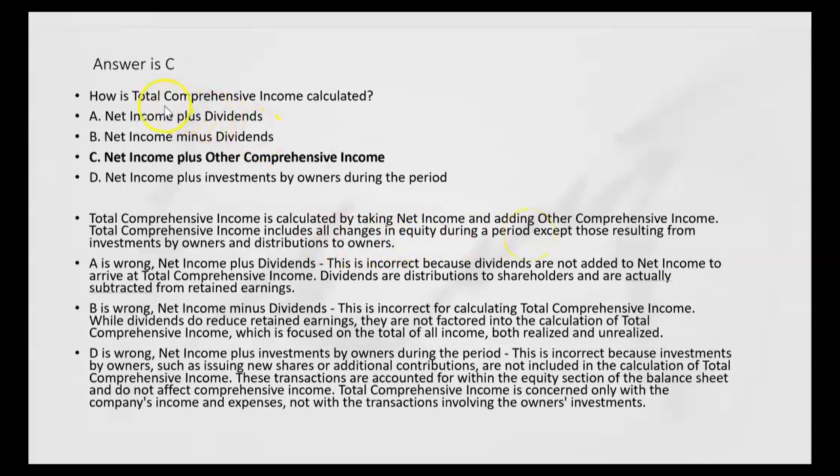What is net income doing in there? Because net income impacts retained earnings. As net income goes, so goes retained earnings. And retained earnings is an equity account. So that's why a big part of total comprehensive income is net income. And then the rest of total comprehensive income comes from other comprehensive income, and we'll go over those items now.